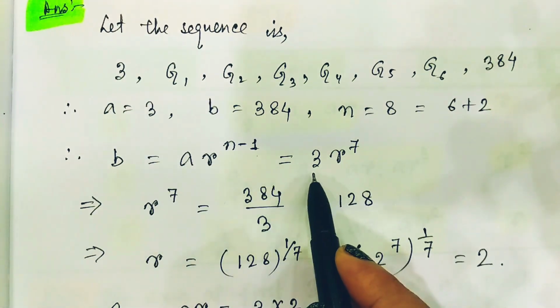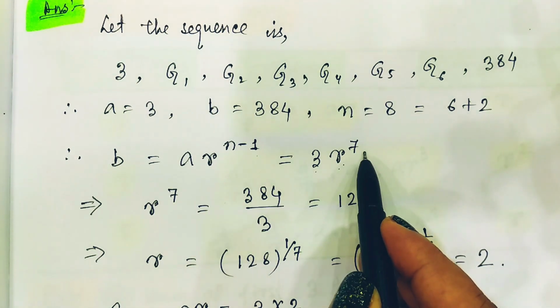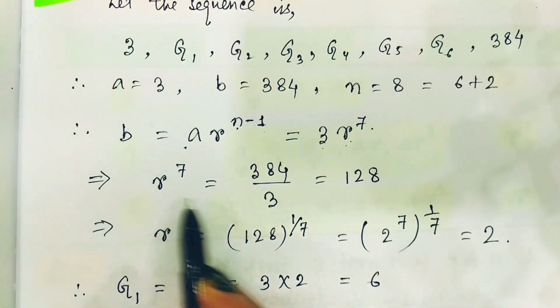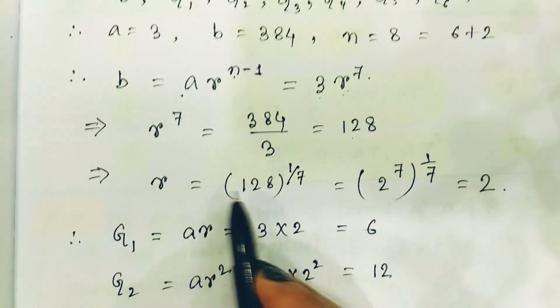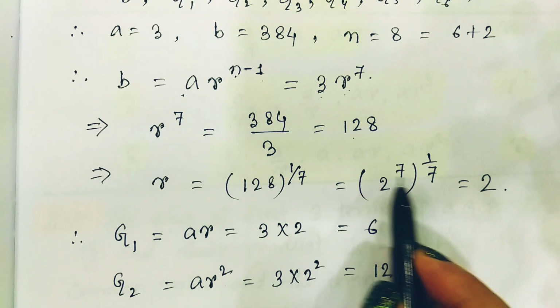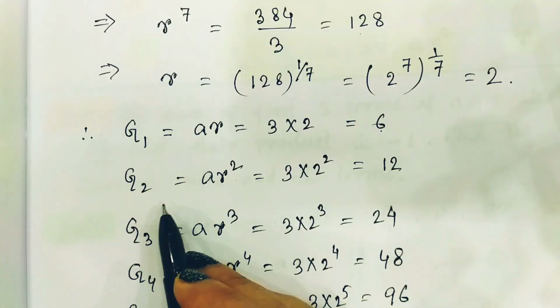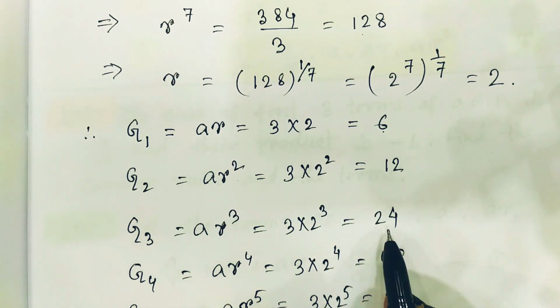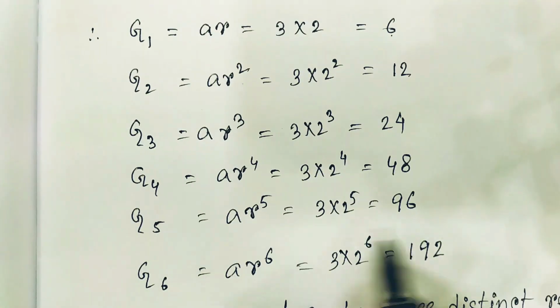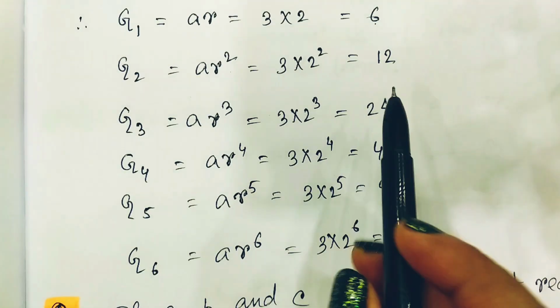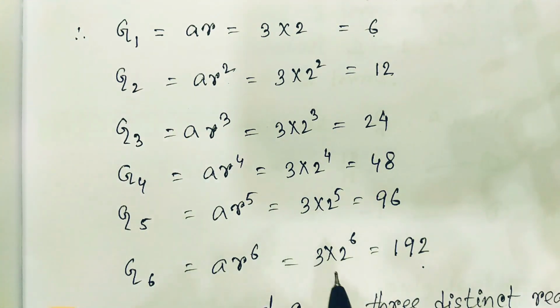So that is nothing but 3 into r to the power 7, because n we should substitute 8 and a is 3. Now r to the power 7 means it is 128, and r we will find after simplification from here as 2. Therefore g1 should be 6, g2 should be 12, g3 should be 24, g4 48, g5 96 and g6 is 192. So these are the terms which should be inserted between the given numbers 3 and 384.